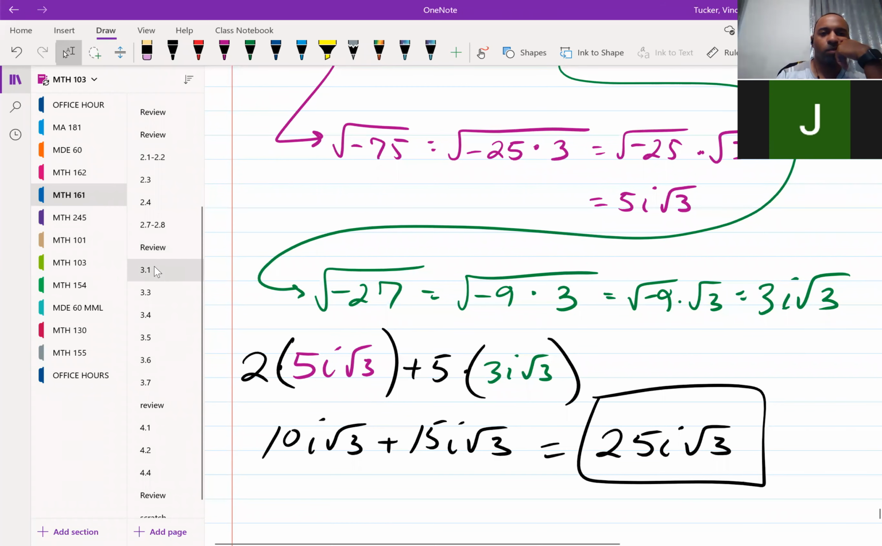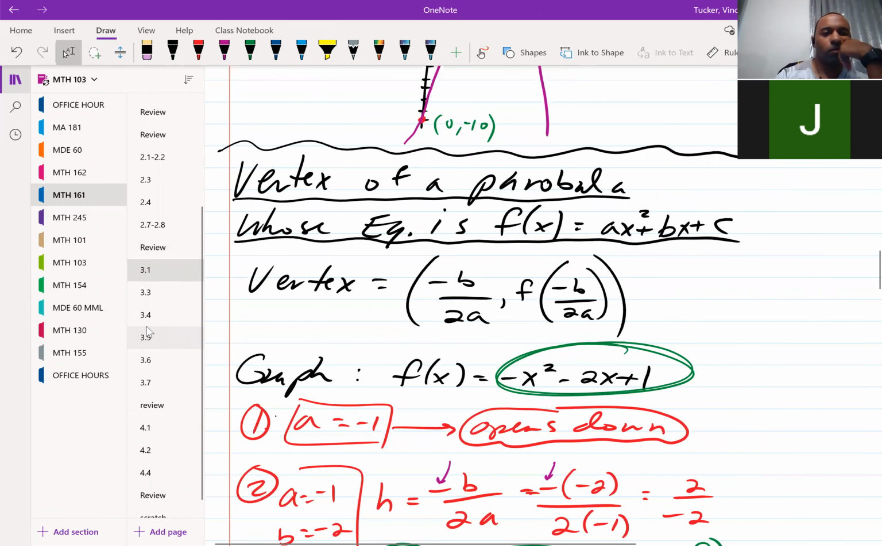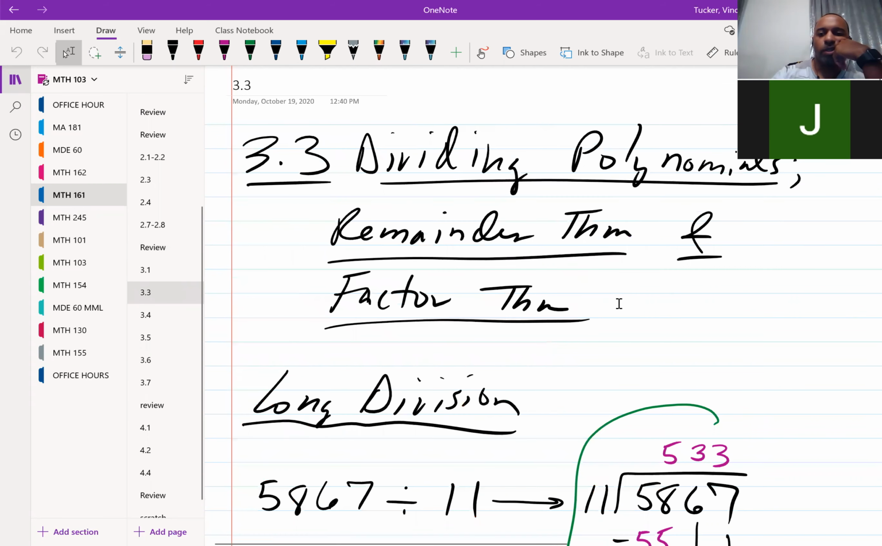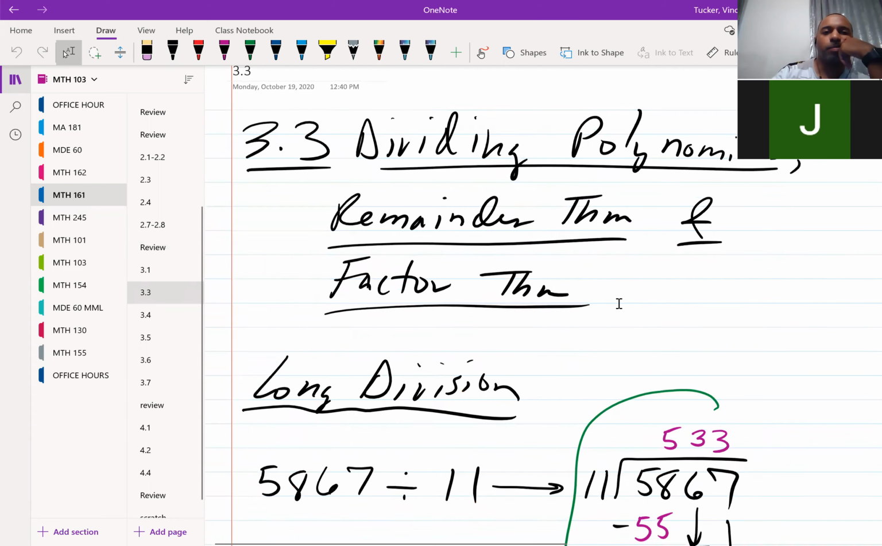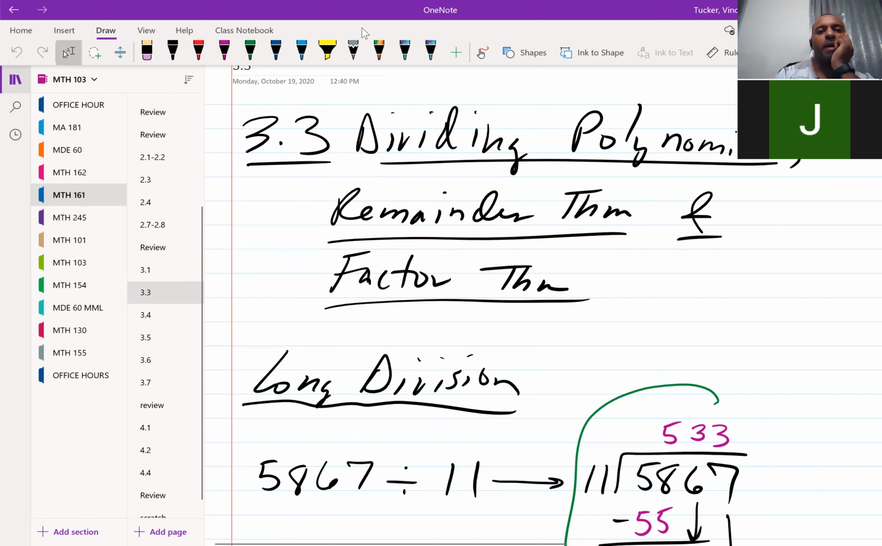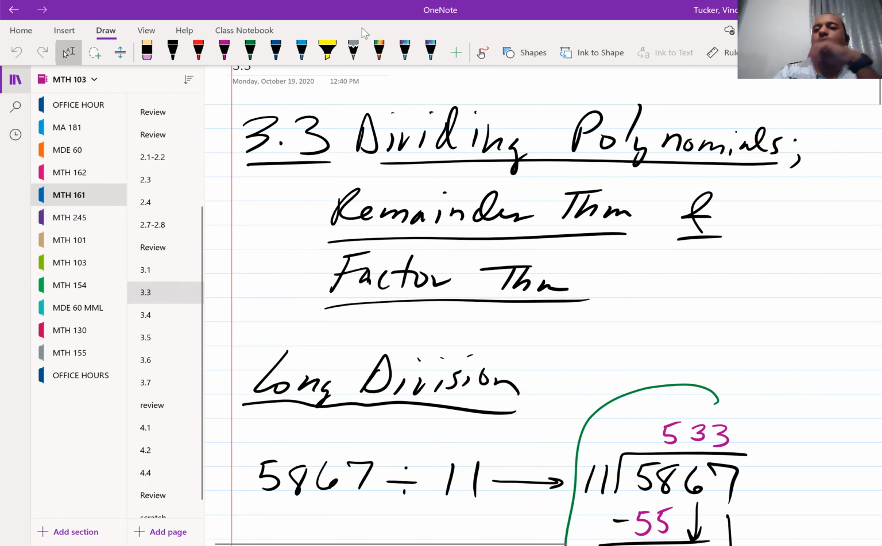So let's see. Last class we left off, I think we only did 3-1. Yep. So we're gonna get into 3-3 today. Normally I double back for 3-2 if we have time, but I like to get the ones that I know we need out of the way. So we're looking at 3-3 today: dividing polynomials, remainder theorem, and the factor theorem.